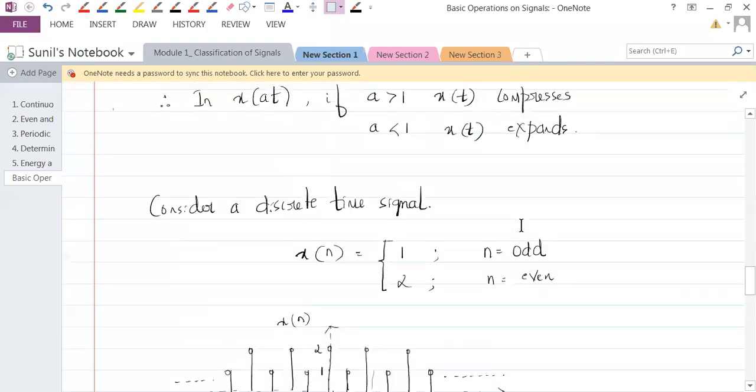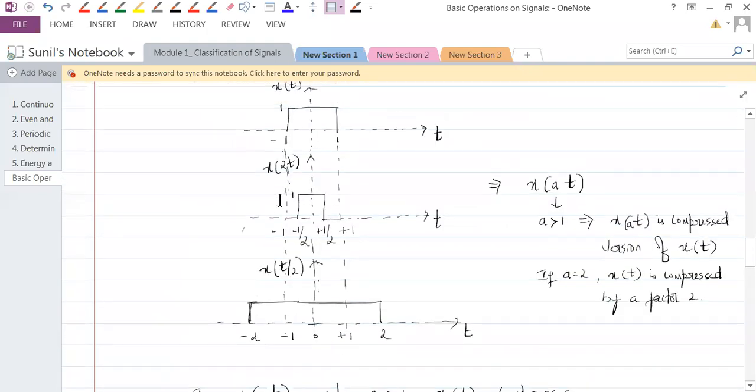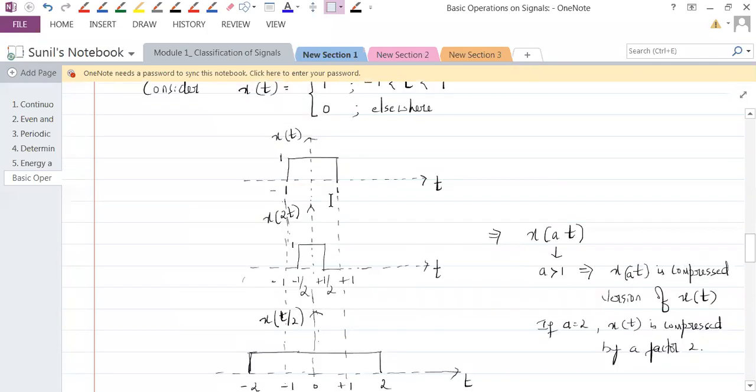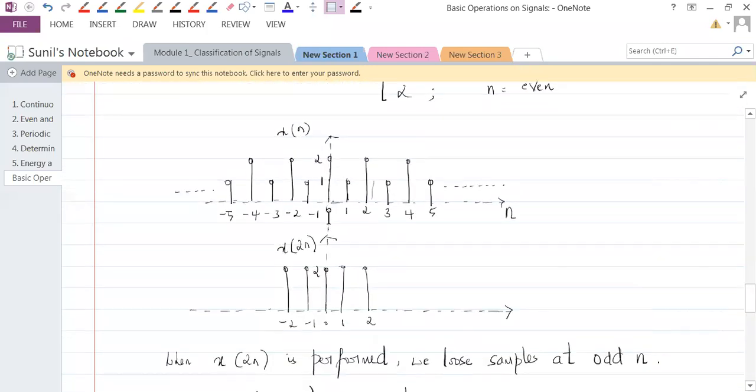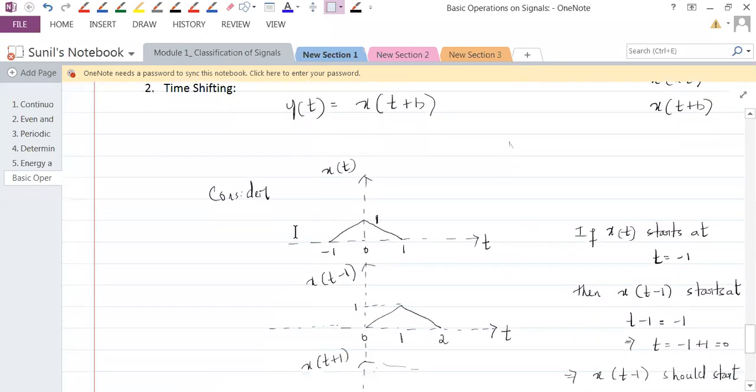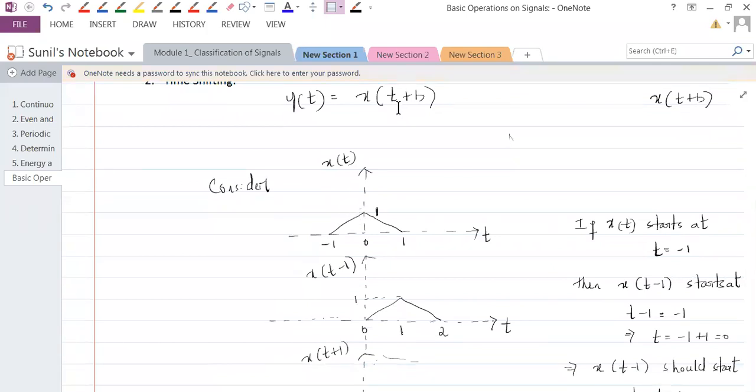Fine. So wherein if we scale, what happens? If we scale continuous time signal, what happens? If we scale discrete time signal, what happens? If we shift in time, how the signal is going to shift? If b is negative, it is right shift. If b is positive, it is left shift. Is what one should understand.